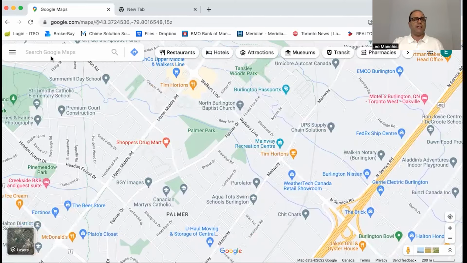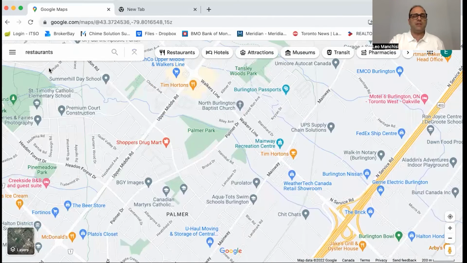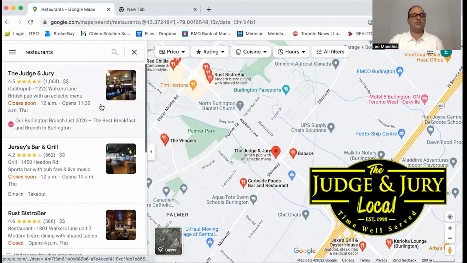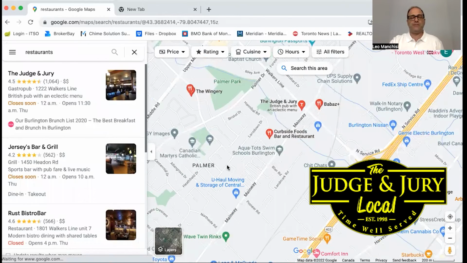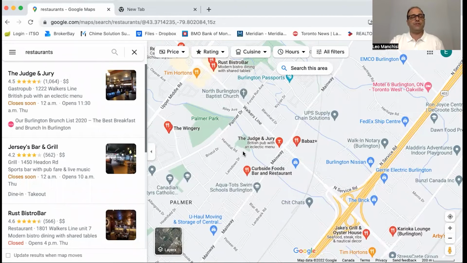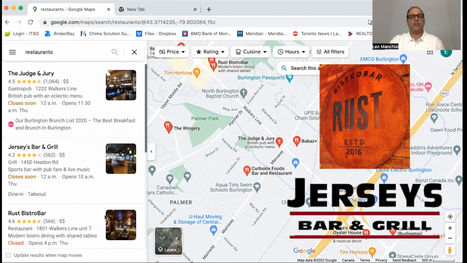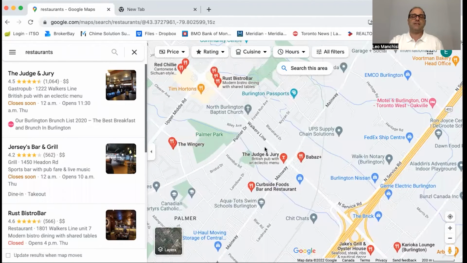Let's have a look at and run through some of the restaurants that surround these neighborhoods here. All right, the Judge and Jury, the infamous Judge and Jury. Great fish and chips, actually probably the best fish and chips that I've had, I get from the Judge and Jury. They're fantastic. Jersey's Bars and Grill, Rust Bistro, okay, just up at the north end of Tansley, but kind of on the border of Tansley and Palmer.